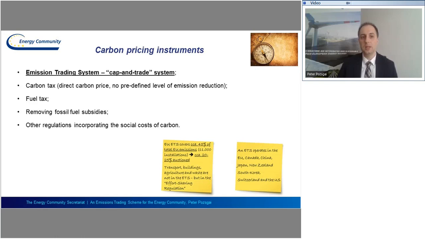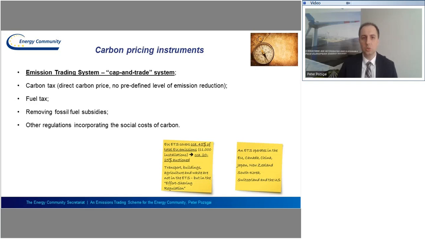Apart from the ETS, you have the carbon tax, fuel tax, different tax types, and also the removal of fossil fuel subsidies, which can be considered as a way to reduce the emissions.